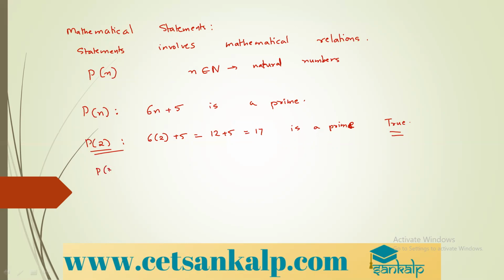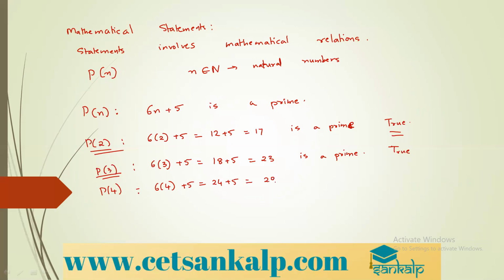Suppose I want to check P of 3, in place of n, I will put 3. 6 into 3 plus 5, that is 18 plus 5, that is 23. I know 23 is also a prime. That means the statement P of 3 is also true. Now I will see P of 4. I will put n as 4. 6 into 4 plus 5, that is 24 plus 5, 29, which is also a prime. That means I can say P of 4 is also true.